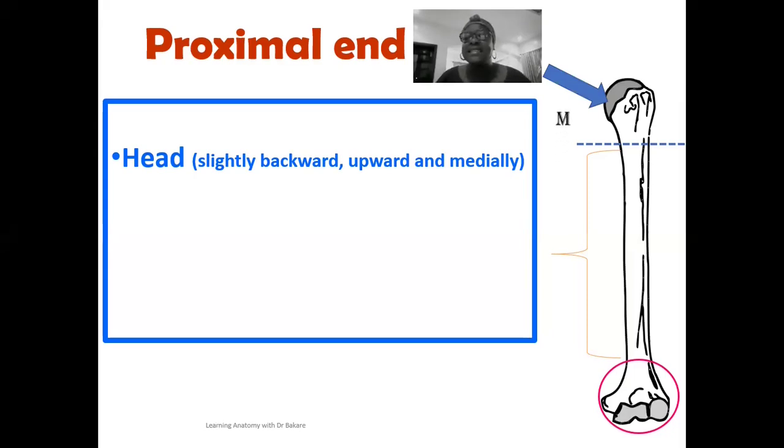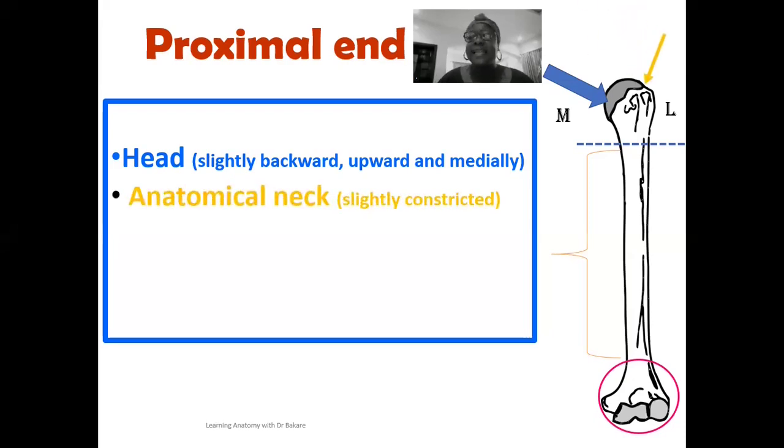This is in a way to perfectly align with the glenoid cavity or fossa of the scapula. So you see that this is where we have the medial side and the lateral side, and the head is truly directed medially. Just after the head, we have a slightly constricted region, which is the anatomical neck, highlighted there in yellow. Don't forget that when you have the head, the next constricted region that you see is the neck. In this case, it is the anatomical neck, which is the structural neck. This constriction is what is highlighted at this point.